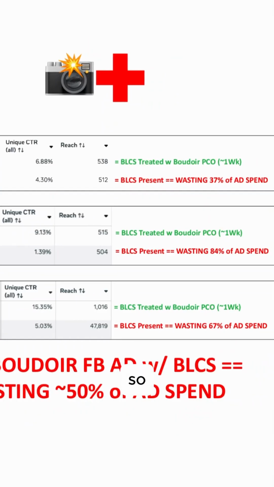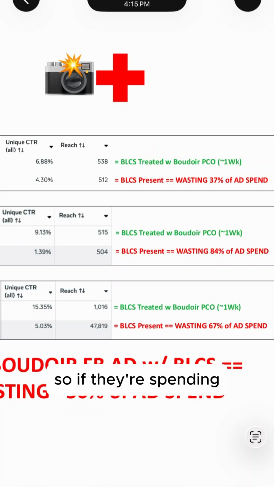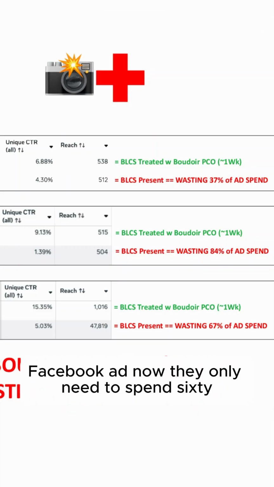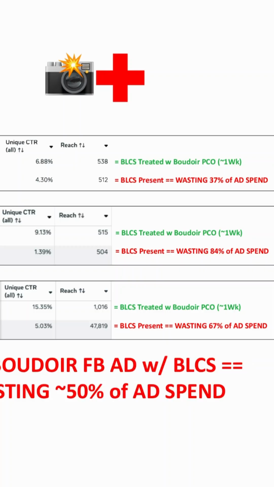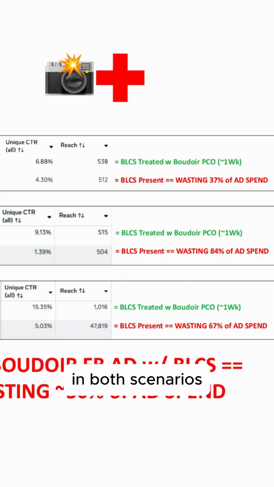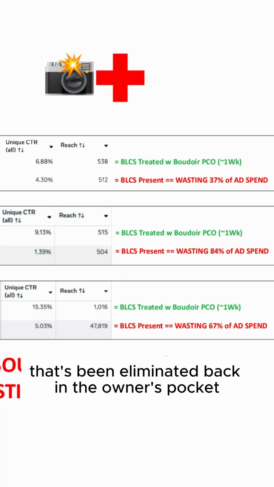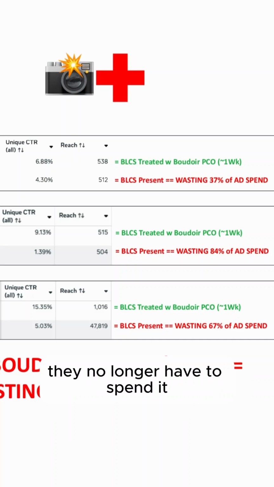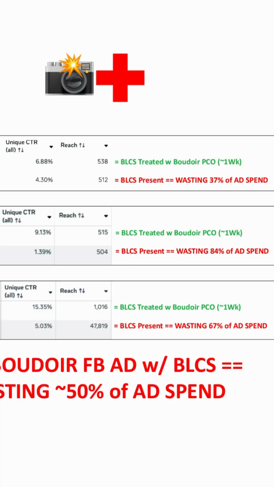Awesome. So we found out the original was wasting 37% of ad spend. If they're spending 10 grand a month on the original Boudoir Facebook ad, now they only need to spend $6,300 a month on the Boudoir Pico treated ad in order to get the ad into the same number of women's brains in both scenarios. So $3,700 a month in wasted ad spend eliminated, back in the owner's pocket. They no longer have to spend it, kind of like a phantom profit. And that's like 40K over the next 12 months without having to do any extra work.